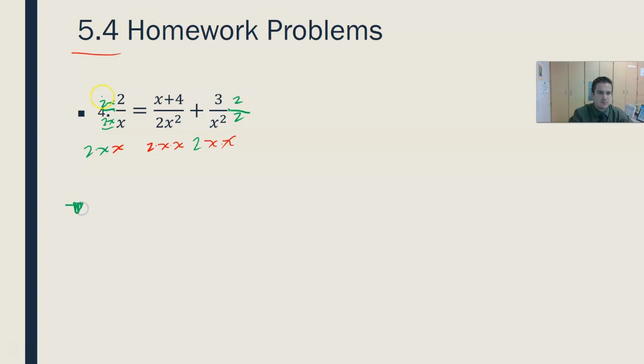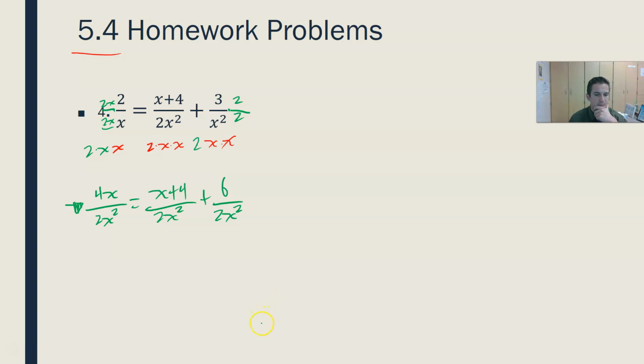So let me rewrite this expression. On the top here, 2x times 2 is 4x, so I have 4x over 2x squared, because 2 times x squared is 2x squared. Here I have x plus 4 over 2x squared. That didn't change because it already had the common denominator. Plus 3 times 2 is 6 over x squared times 2, which is 2x squared. So I got a common denominator straight across here.